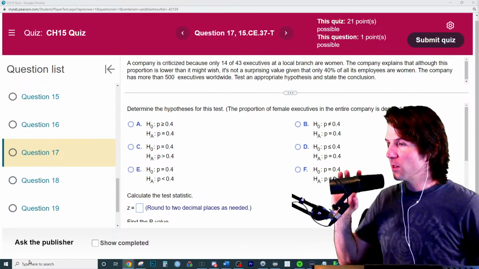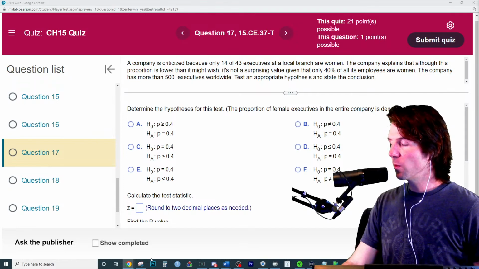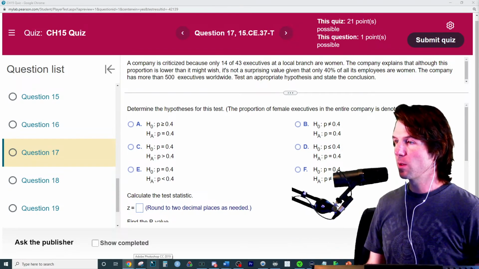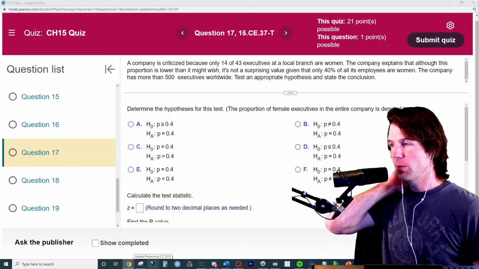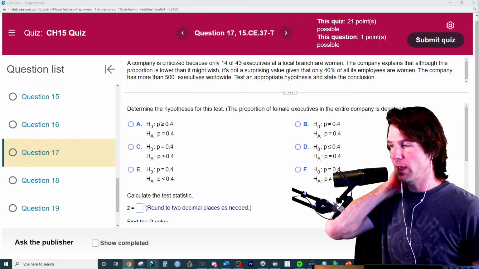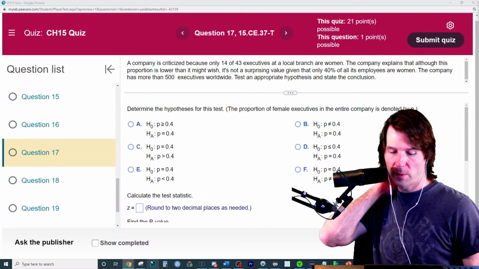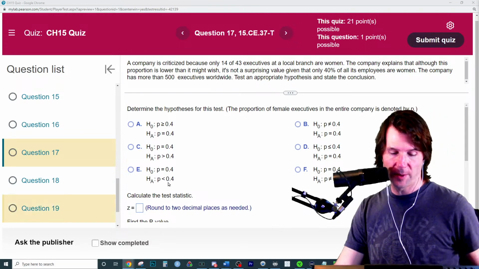Okay. So with this problem right here, what are we testing? We are testing the proportion of executives who are what? So what are we testing? Proportion of executives who are women.